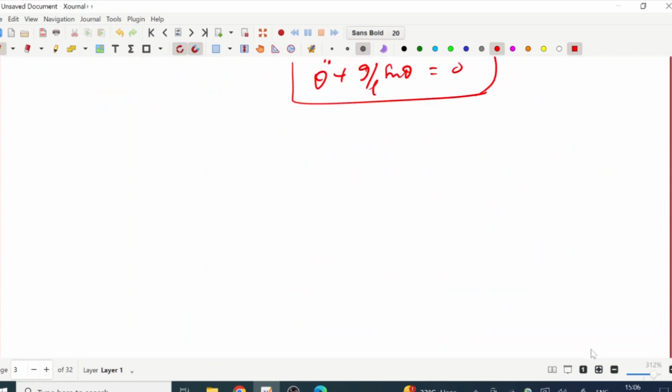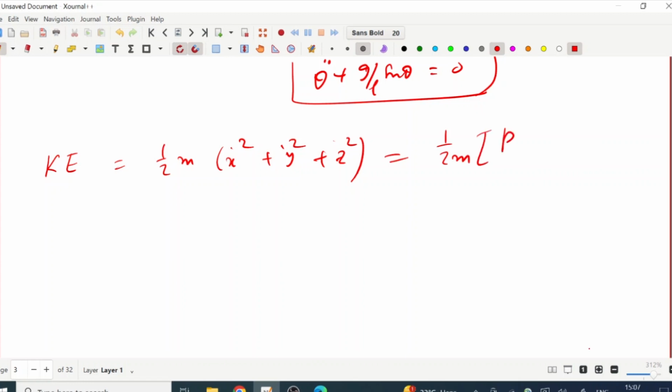Okay. To construct the Hamiltonian, particularly in different coordinate systems, you need to know the kinetic energy term, which in Cartesian coordinates is half m times x dot square plus y dot square plus z dot square. So, this is the kinetic term in Cartesian coordinates in terms of velocity. If you change to momenta, it will be 1 over 2m times p x square plus p y square plus p z square. These are the momenta conjugate to x, y and z. So, this will be the kinetic energy in terms of momentum.